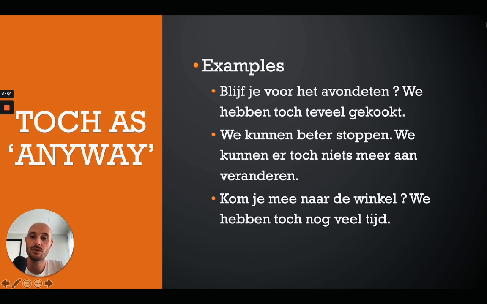Alright, and then we go to the fourth one, toch as anyway. Blijf je voor het avondeten? We hebben toch te veel gekookt. Are you staying for dinner? We have cooked too much anyway. So in this case, we will translate toch as anyway. We kunnen beter stoppen. We kunnen er toch niets meer aan veranderen. We could better stop. We cannot change anything about it anyway. Right? So that toch again will be anyway.